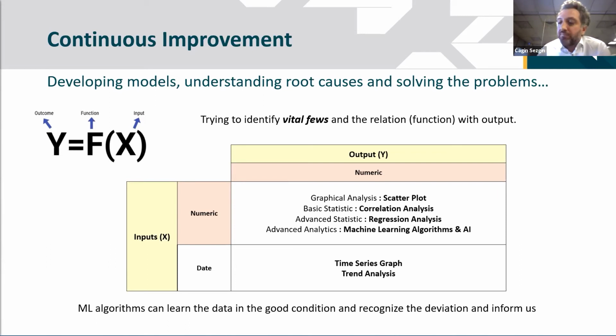Okay, so think that we have a furnace, and as the output, we are measuring the energy level of that furnace. What might be the X?